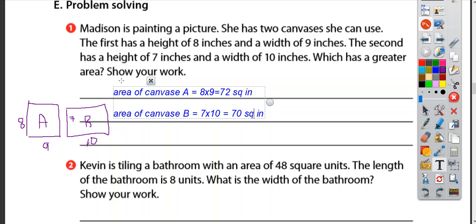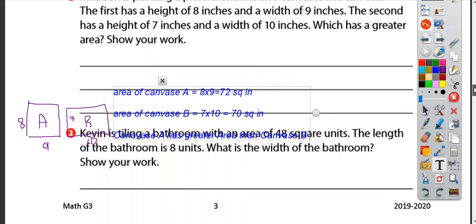So which is bigger? Yes, canvas A has greater area than canvas B. Okay? Now let's go to question B.